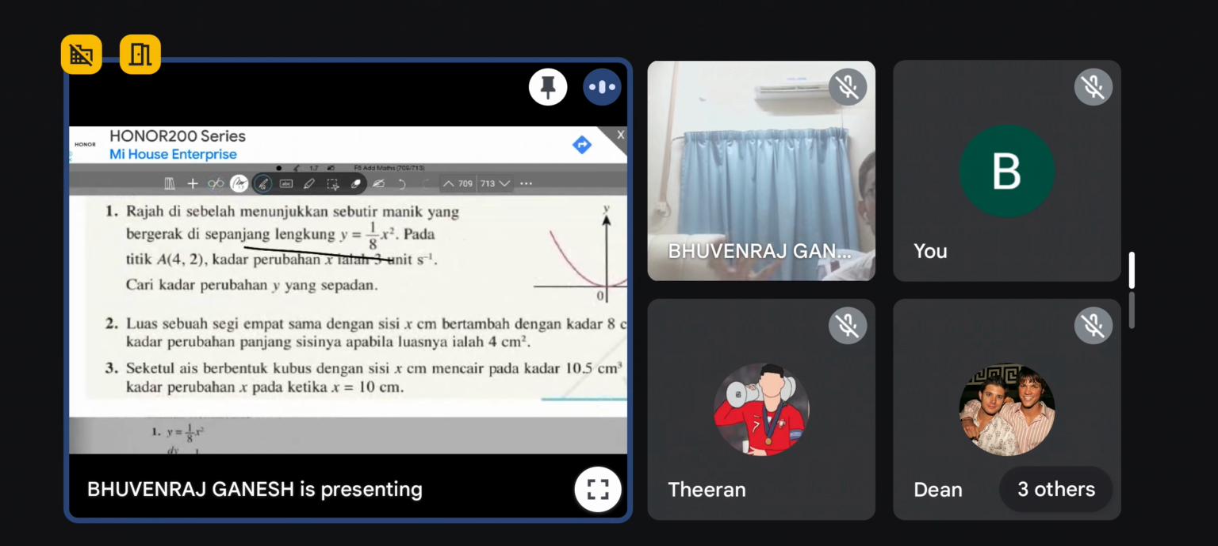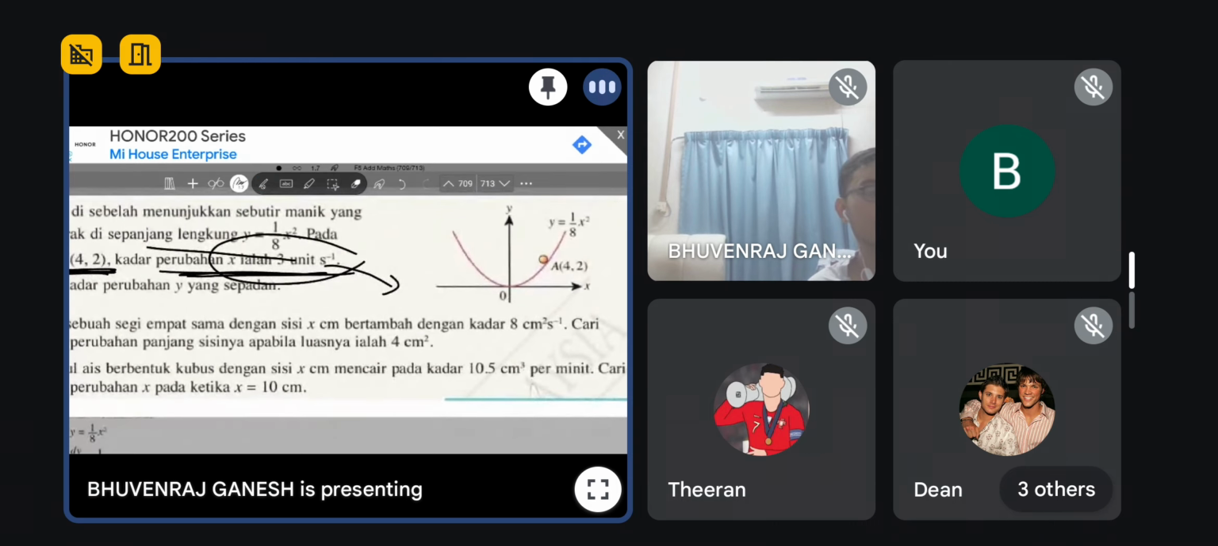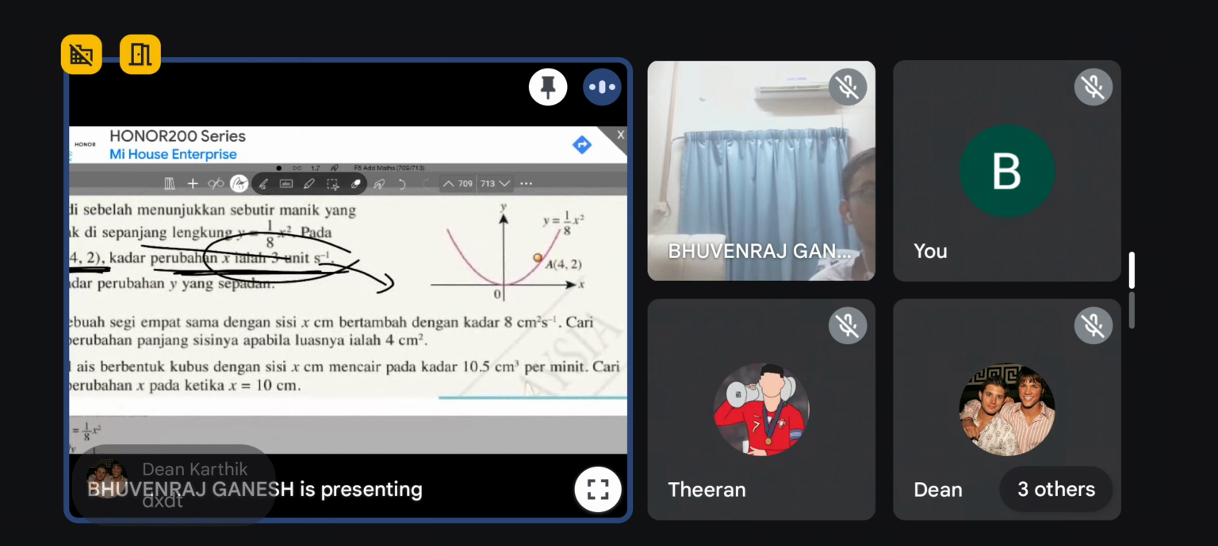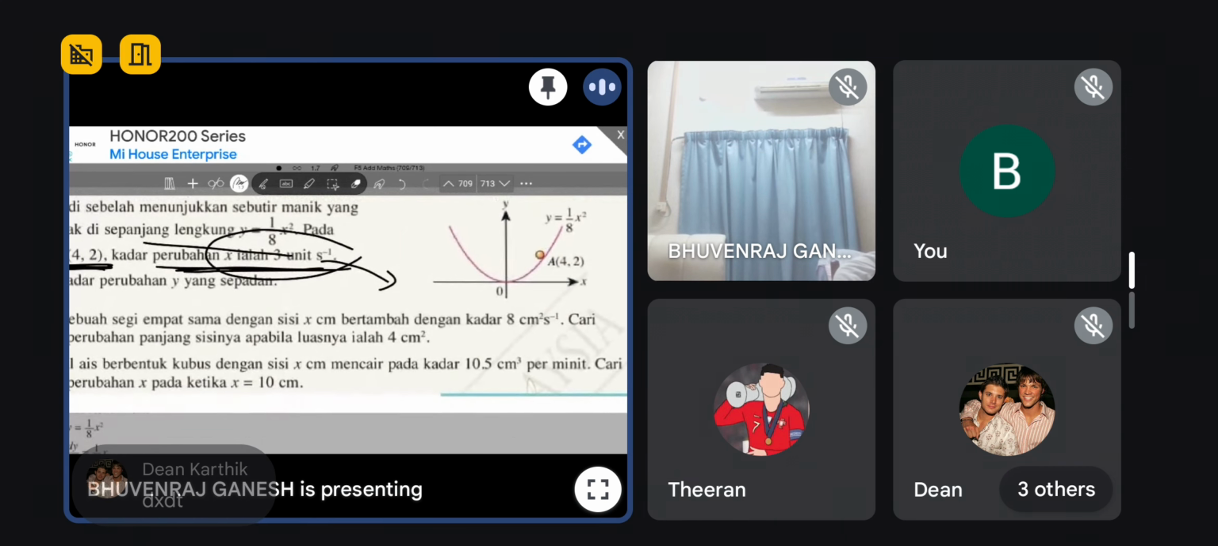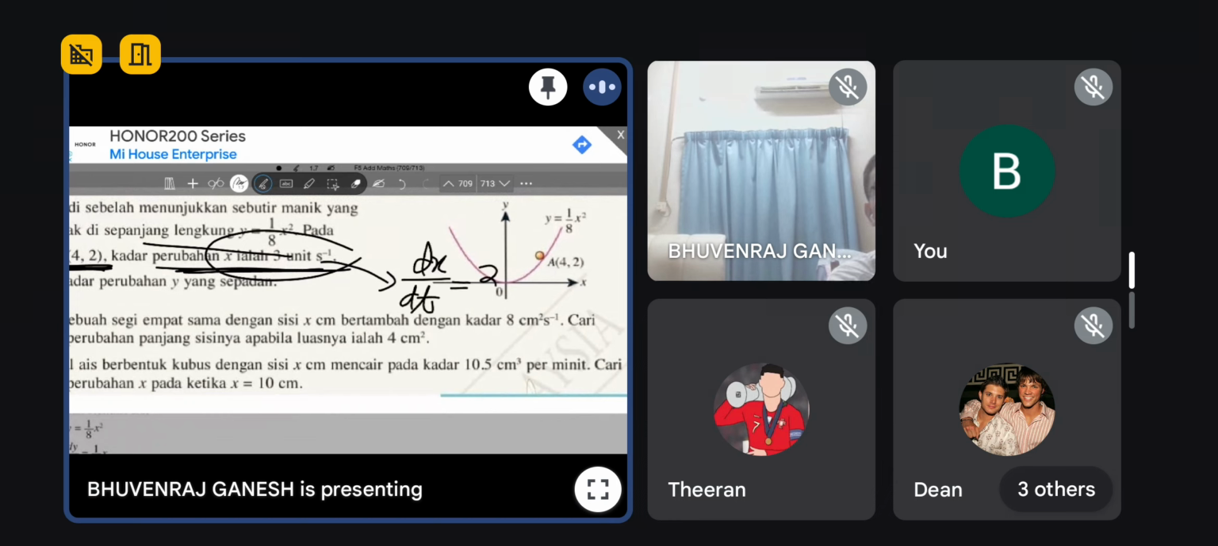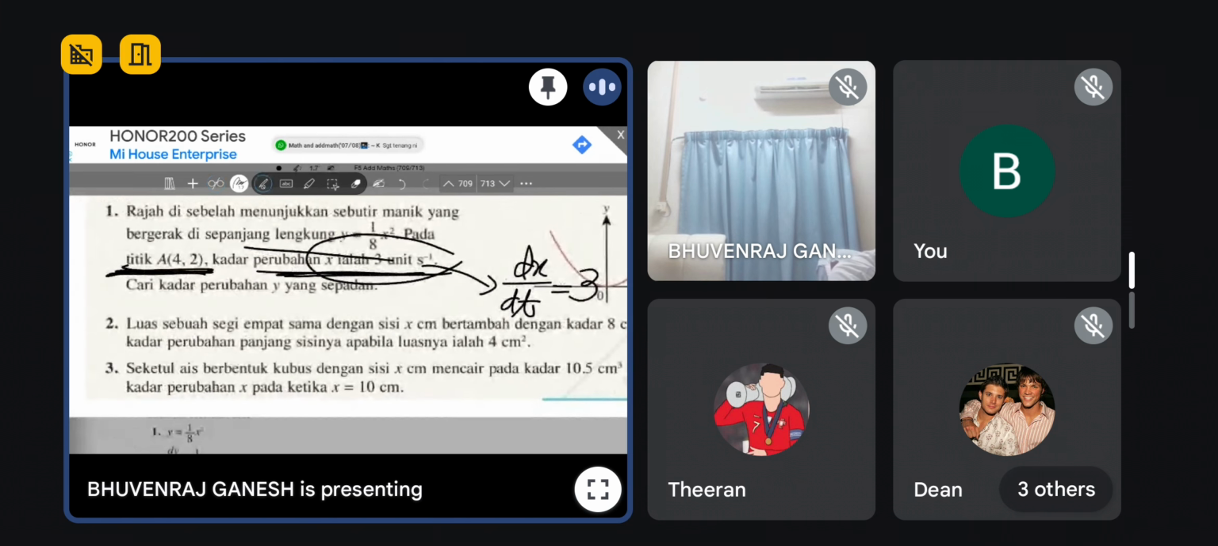Okay, so you have a curve, quadratic curve, persamaan quadratic. So they say at this specific point, kadar perubahan x is this one. Okay, guys, when you see this, what is the symbol you can write? Apa simbol kamu boleh tulis? Rate of change of x is 3. Yes, you can write dx dt equal to 3. First information. And then the question is find the rate of change of y. Kadar perubahan y. So this is your question mark.